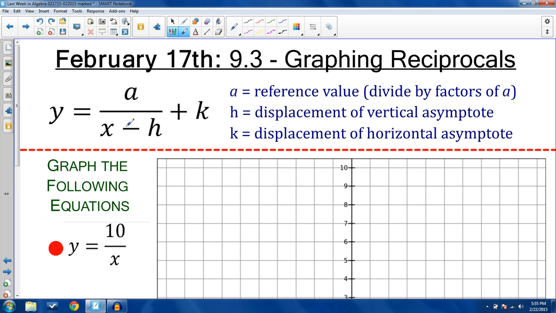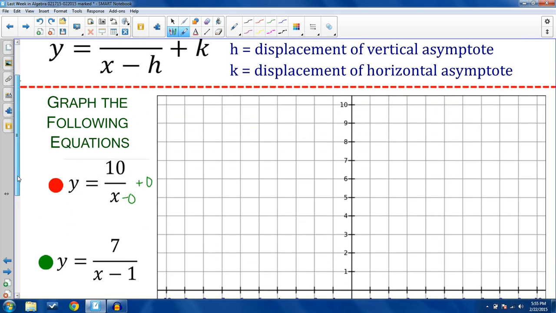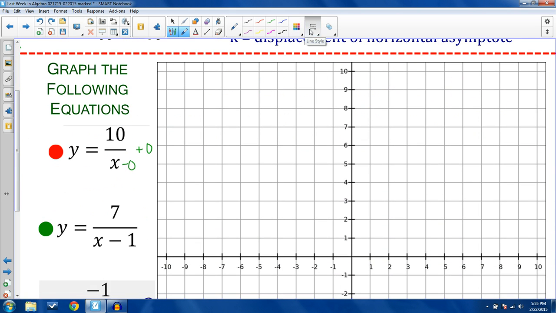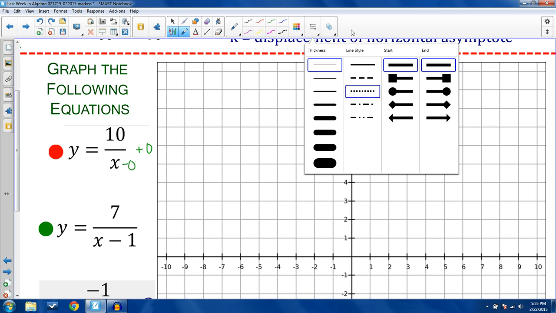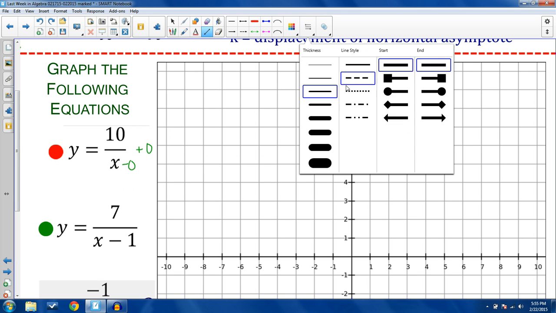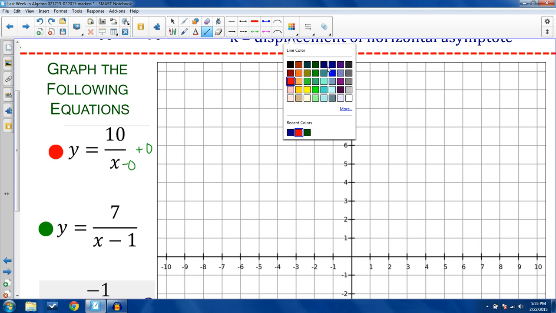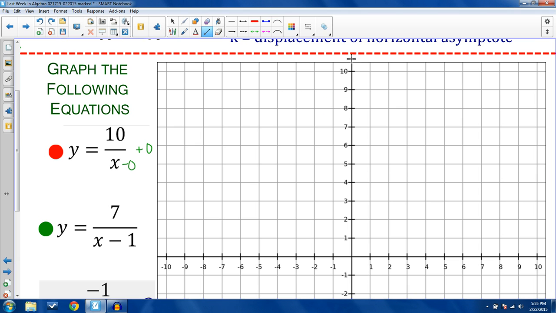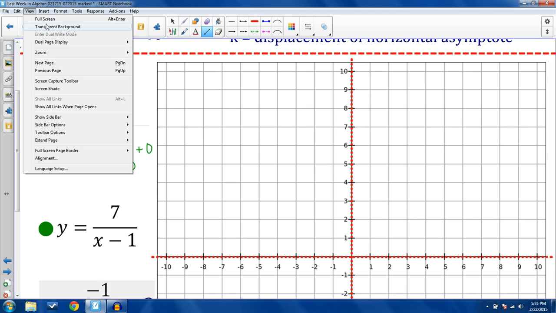So we'll do the first problem here. In this problem, looks like there's no h and there's no k to speak of, so your asymptote lies at 0, 0. So I'm going to graph an asymptote here. Make my asymptote the same color as my graph, so this one's going to be red. It's going to go down there, and it's going to go across there. I should probably zoom this out a little bit. I made a very big graph.